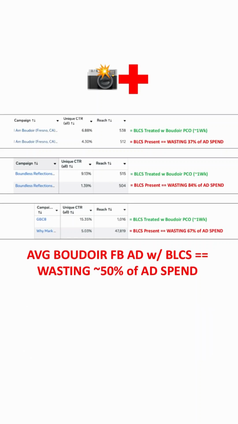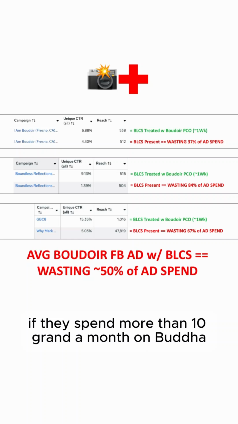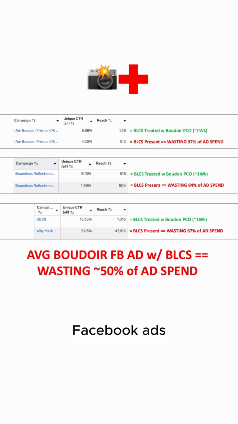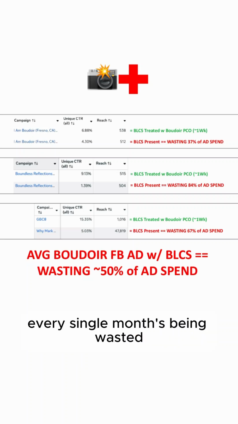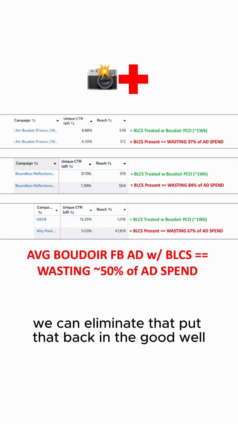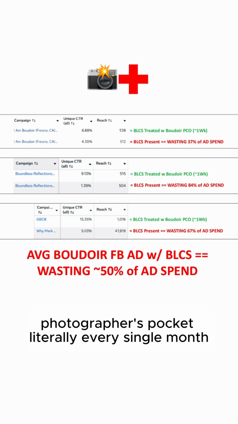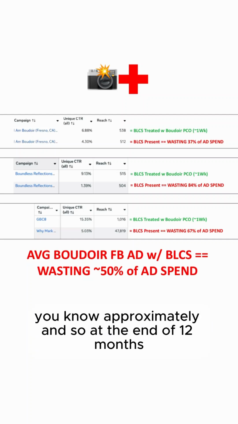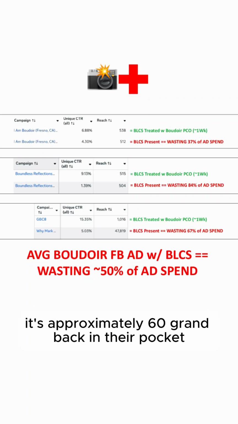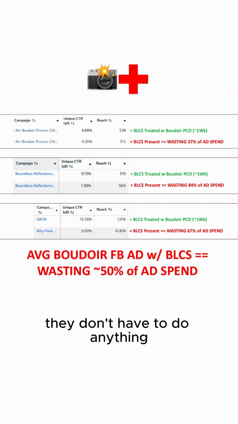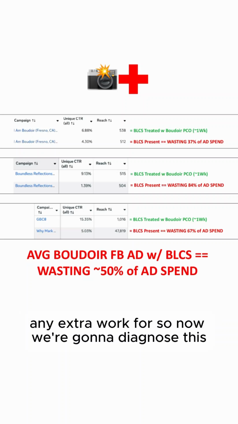So if they're spending more than $10,000 a month on Boudoir Facebook ads, then approximately $5,000 every single month is being wasted. We can eliminate that, put that back in the Boudoir photographer's pocket, literally every single month, approximately. And so at the end of 12 months, it's approximately $60,000 back in their pocket. They don't have to do any extra work for.